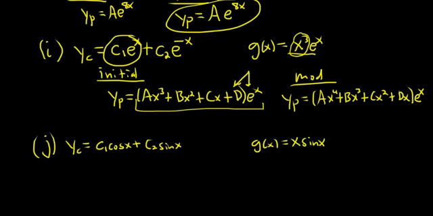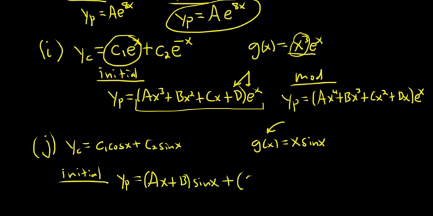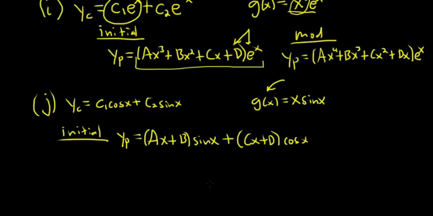This one's pretty tricky. All right, so our initial is based solely on the right-hand side of the DE. So in this case, our initial, well, it's got a sine, so you have to have the sine and cosine, right? But it's got an x, so you have to have the full linear in front of each. So it'd be ax plus b sine x plus cx plus d cosine x. So that would be the initial guess in this case.